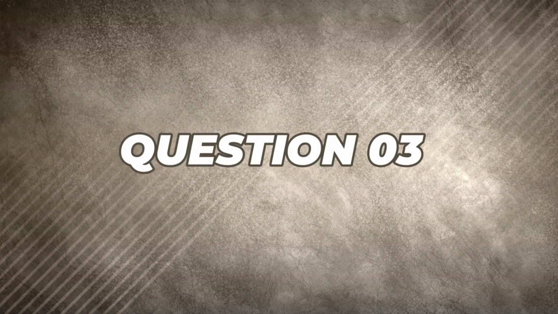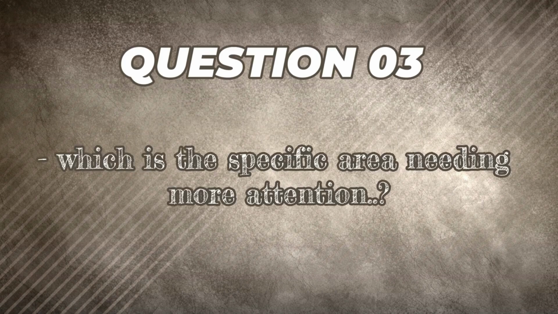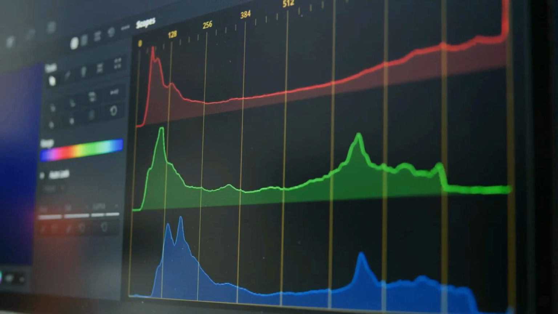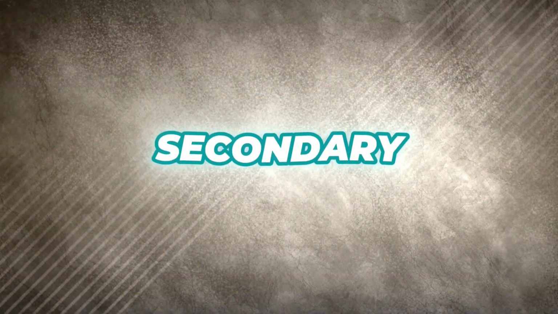And now the third question right here is, which are the specific areas that need more attention? And once that is done, you then apply your third stage of color grading, which is the secondary color grade.